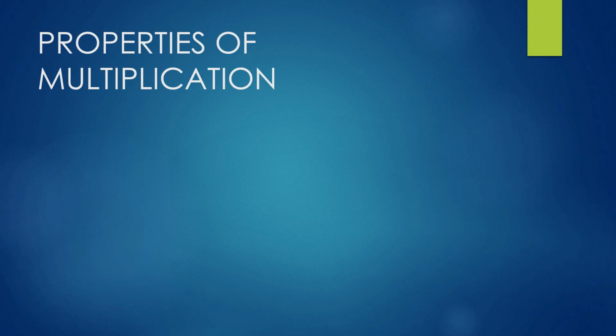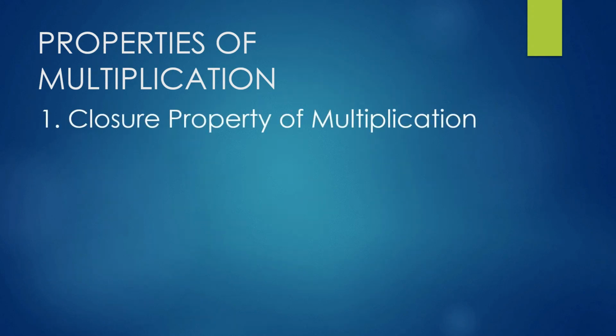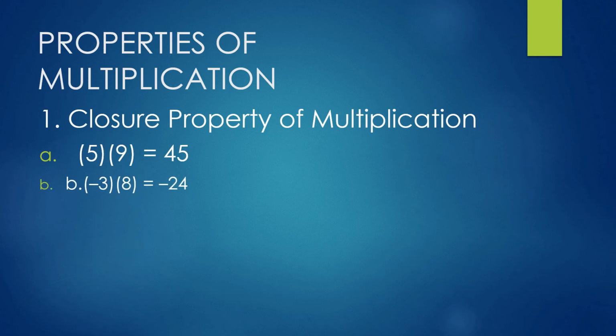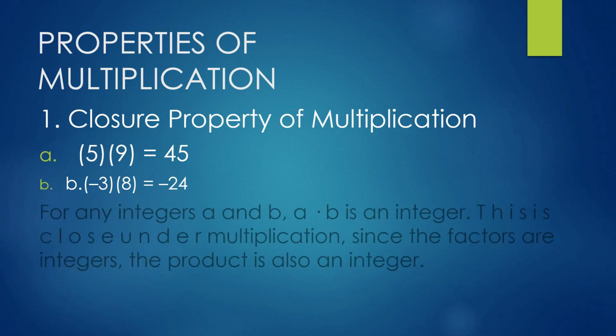So let us now discuss the properties of multiplication. So we also have the closure property of multiplication, the same way as the closure property of addition. For example, positive 5 multiplied by positive 9, the answer is positive 45. B, negative 3 multiplied by positive 8, they are unlike signs, so you need to multiply first and affix the negative sign. So 3 times 8 is 24, affix negative, so our final answer is negative 24. So for any integers a and b, a multiplied by b is an integer.